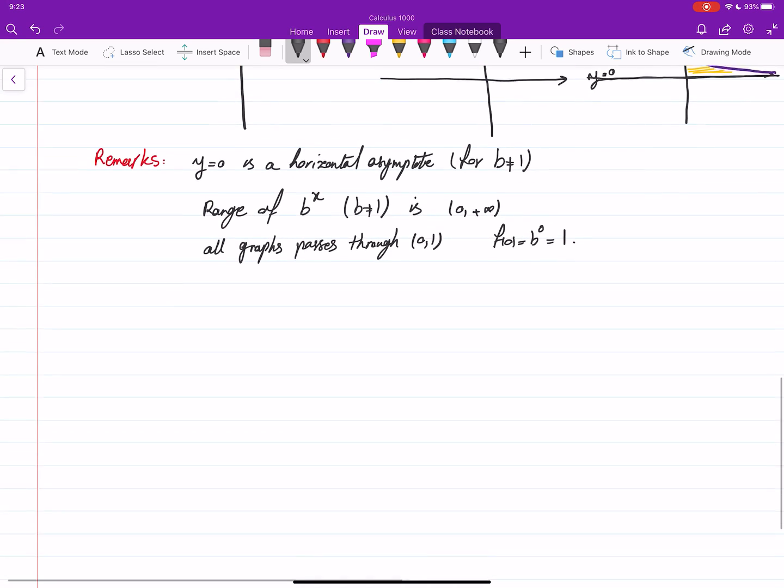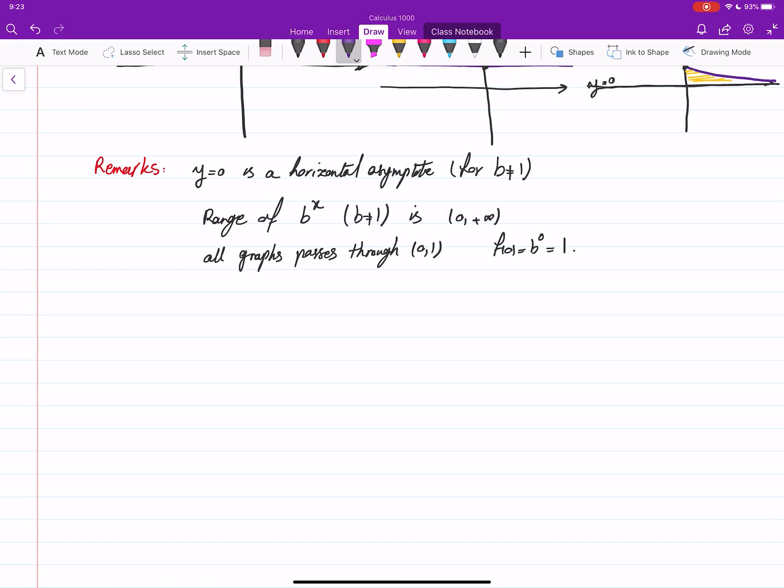Well, how can we use these and their transformations to find the graph of a little bit more general functions? Let me do an example here for you. Example: sketch the graph of the function f of x equals 2 times 3 to the power x minus 1, plus 1.